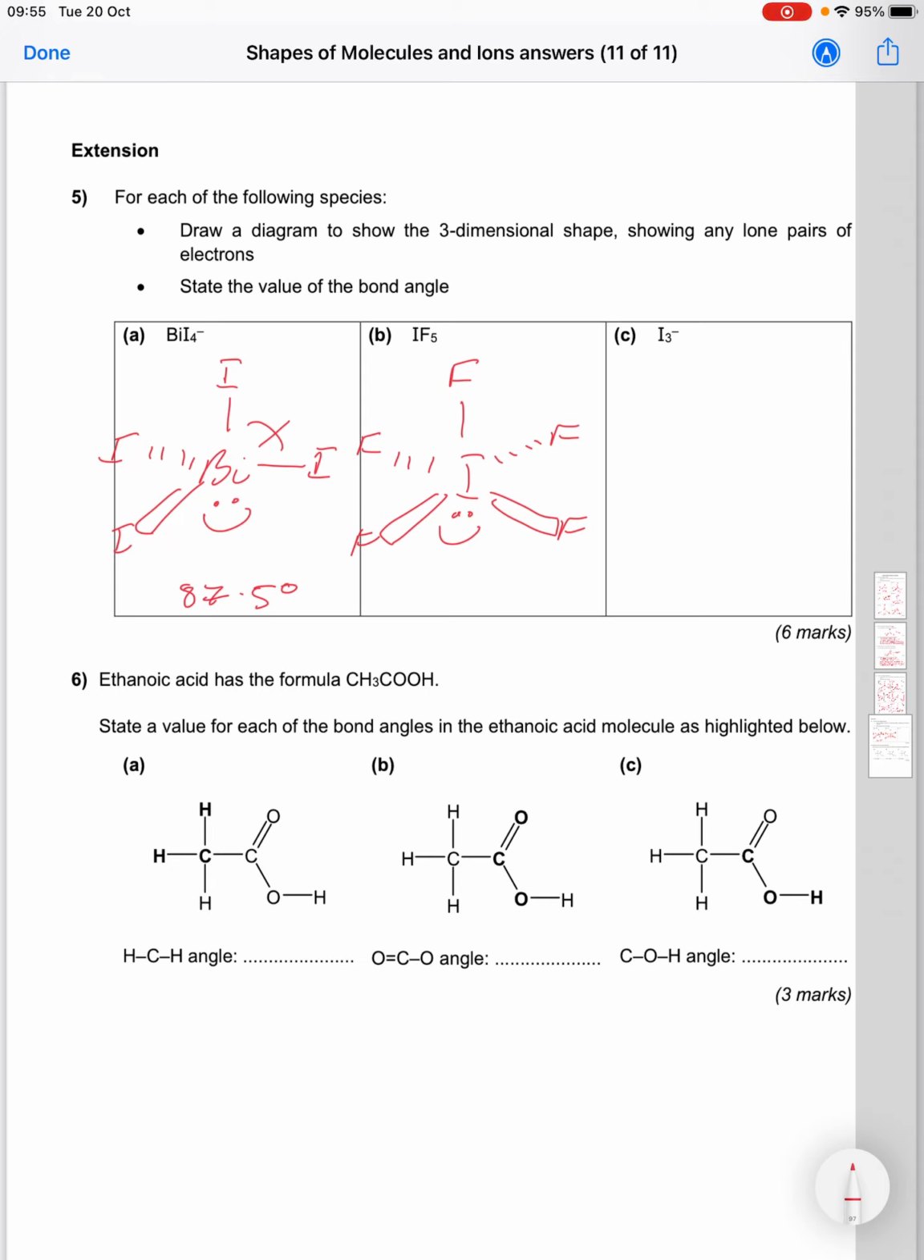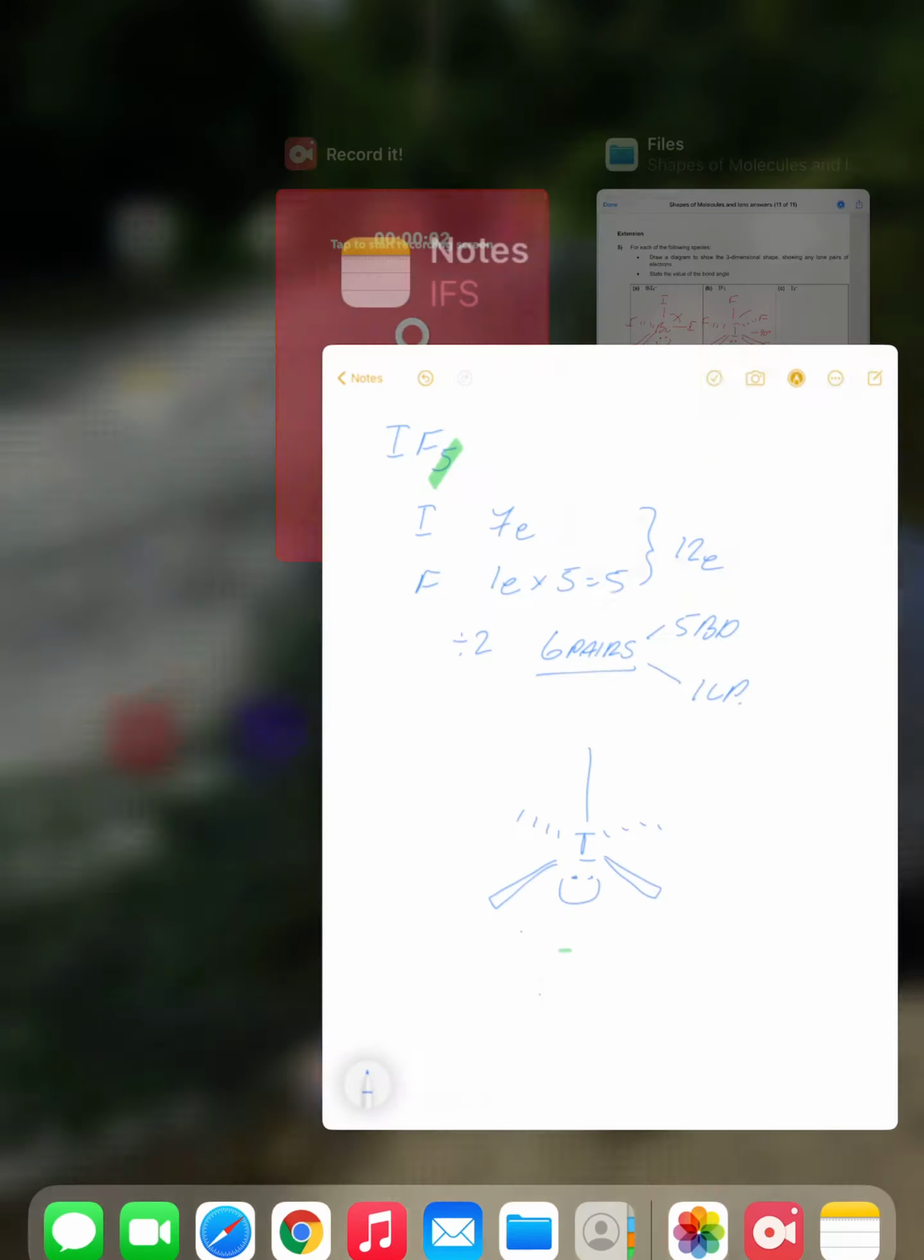And again, the bond angles here are still going to be 90 degrees. Here they're probably going to be slightly less. So there'd be a range in the mark scheme, so I'm just going to say 90 degrees, but you could have 87.5 in the top one, I guess. And then I3 minus.